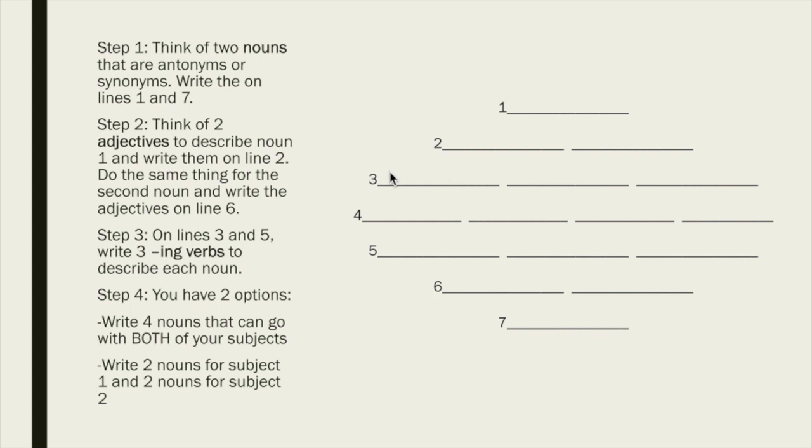On lines 3 and 5, you're going to write ing verbs to describe each noun. 3 ing verbs for this noun, and 3 ing verbs for this noun. And in step 4 in the middle, you have those 2 options. You can write 4 nouns that go with both of them. Or you can write 2 nouns in the first spots that go with subject 1 and 2 nouns that go with subject 2. So please use this as a guide to help you write your Diamante poems.